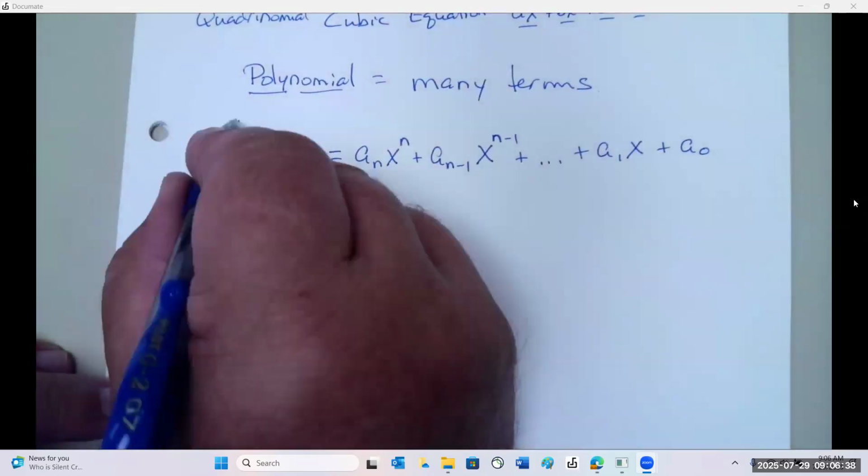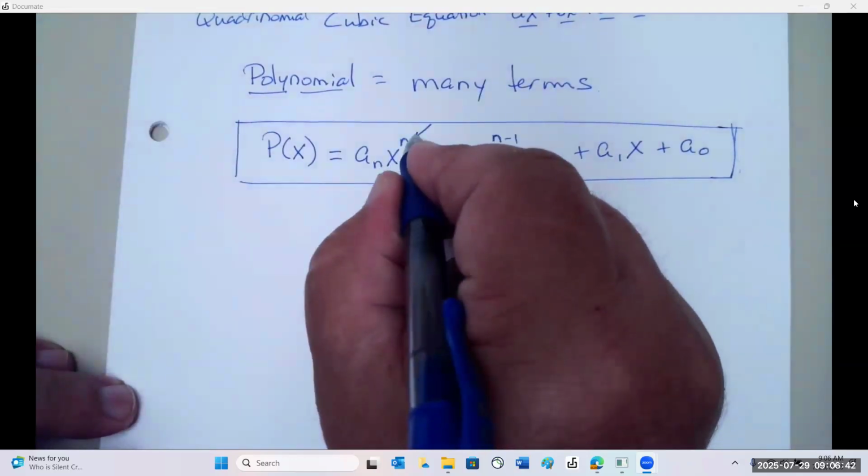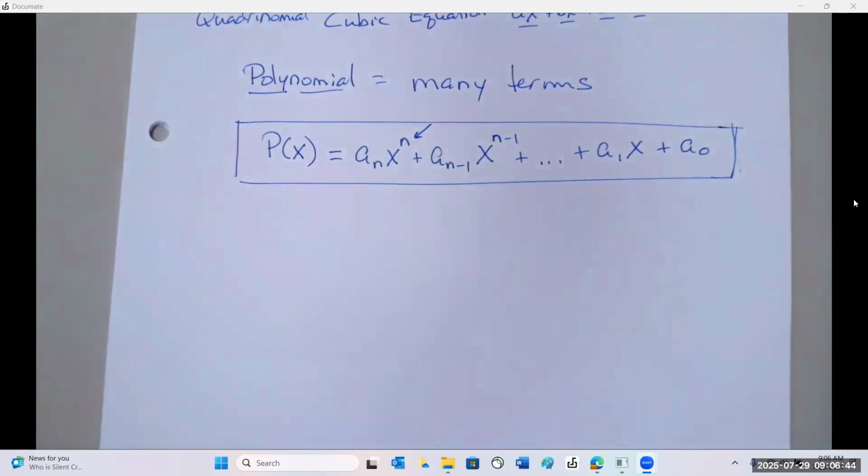So that's a polynomial of degree n. Why is it called a degree n? Because that's the largest exponent.